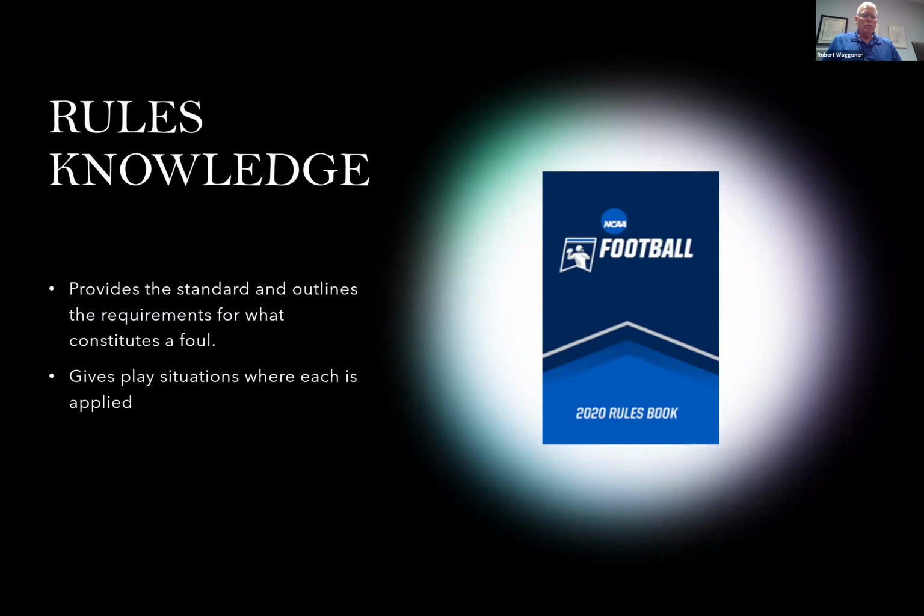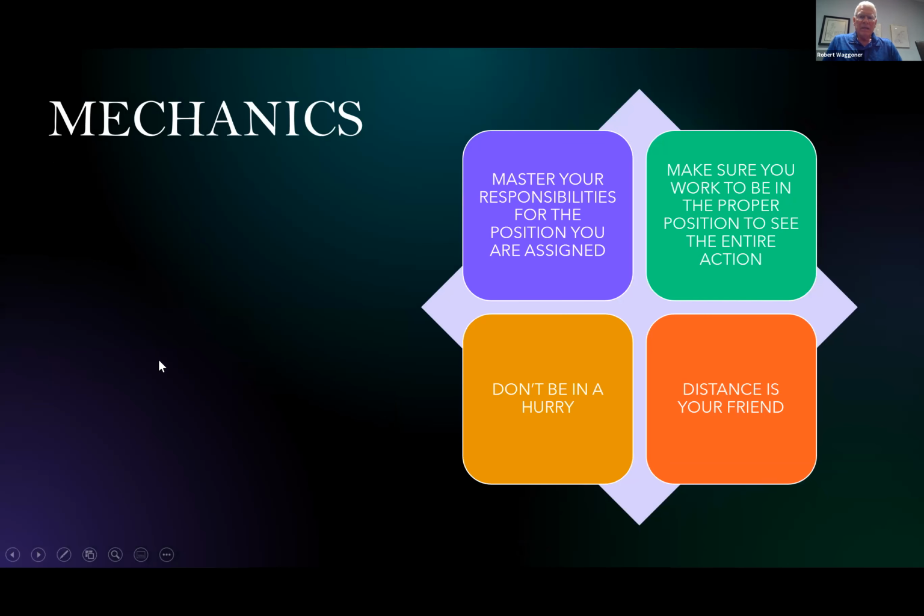So if we break down each one of these, and you look at what rules knowledge is, it really provides the standards and outlines the requirements for what constitutes a foul. You can go through the rule book, you can read the rule, and it gives you some elements of definition. It also provides you with some play scenarios that indicate what is and isn't a foul. So it's great, like I've said, to know the rule book, but there's a practical application of it, and you really have to work on that practicality.